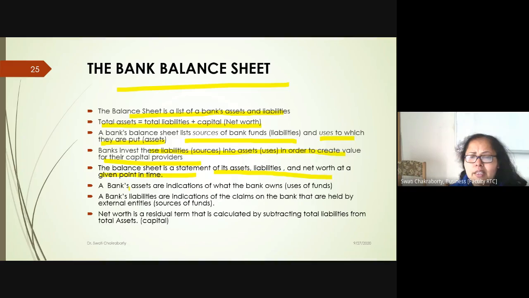A bank's assets indicate what the bank owns, that is, the uses of funds, right? A bank's liabilities are indications of the claims on the bank that are held by external entities, right? That is the sources of funds. And net worth is a residual term which is calculated by subtracting total liabilities from total assets, so the capital.